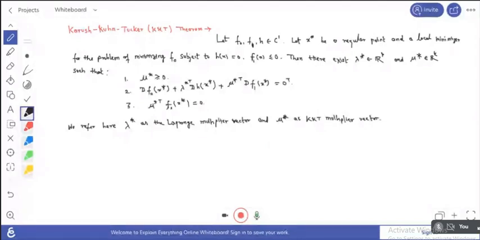Then we solve a problem which is based on that theorem. On the next page we take a problem based on this KKT theorem.